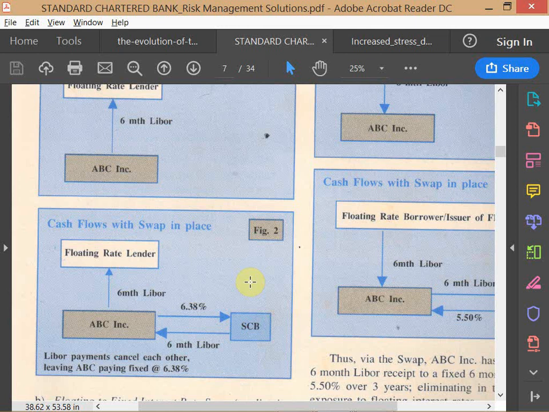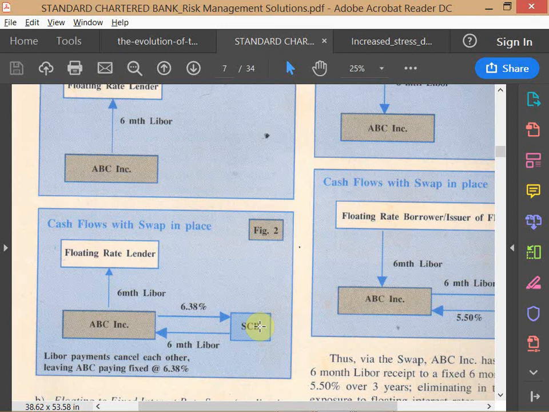If you want to read up, you can read up this book. You will find a detailed discussion about currency swaps also in this transaction. What you're talking about is a currency swap with initial exchange of principal. Sir, I was asking that in that case, the bank does not take the risk of fluctuations. No, the bank may or may not.